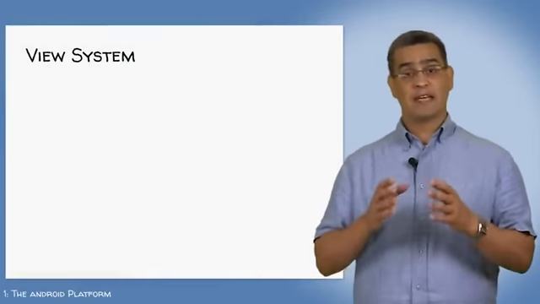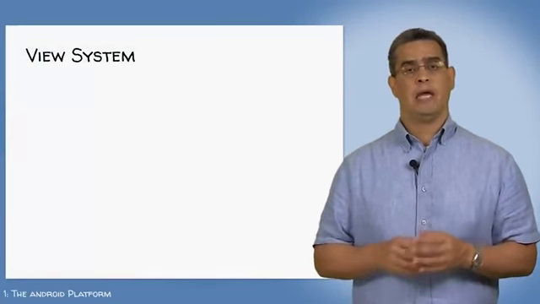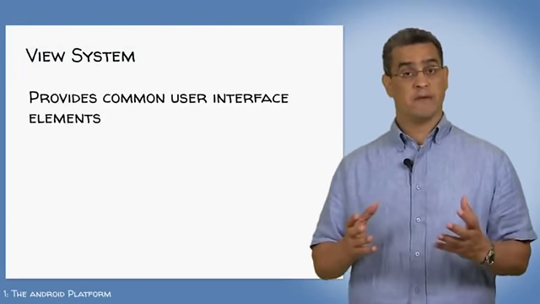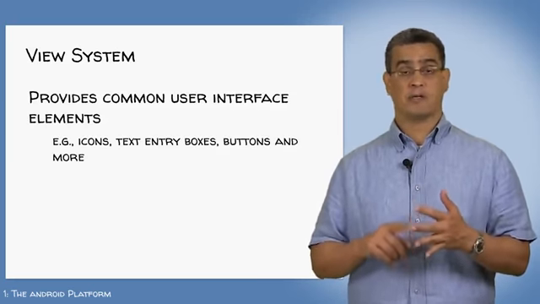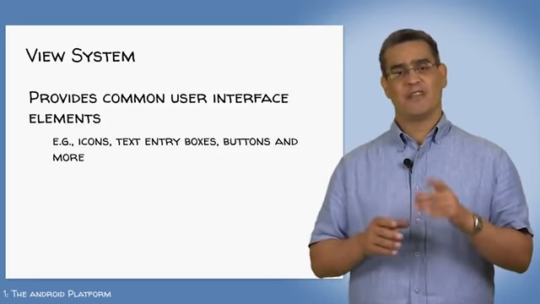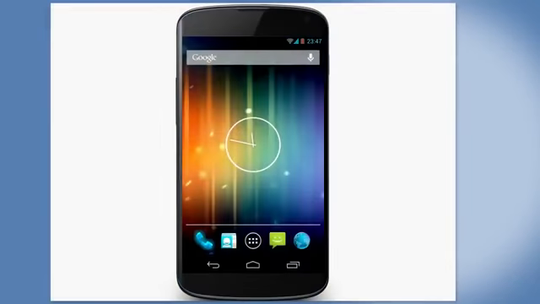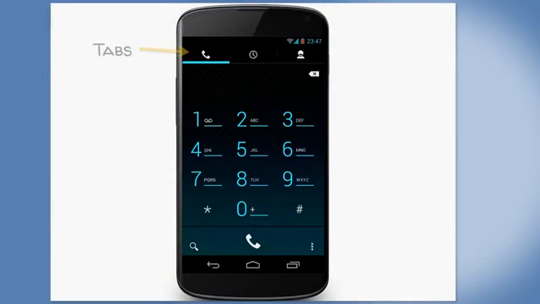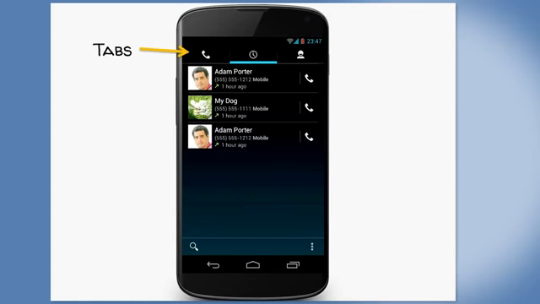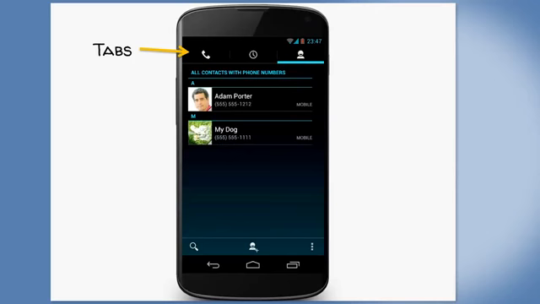As I mentioned earlier, the application framework also contains the view system. The view system contains many common graphical user interface elements, such as icons, text entry boxes, buttons, and much more. Let's take a look at the phone application. As you can see, the phone application's top-level user interface is organized as a set of tabs, and each tab corresponds to a different user interface that supports a different set of tasks. The Phone tab shows me a phone dialer. The Call Log tab shows a list of recent incoming and outgoing calls, and the Contacts tab shows a list of stored contacts.